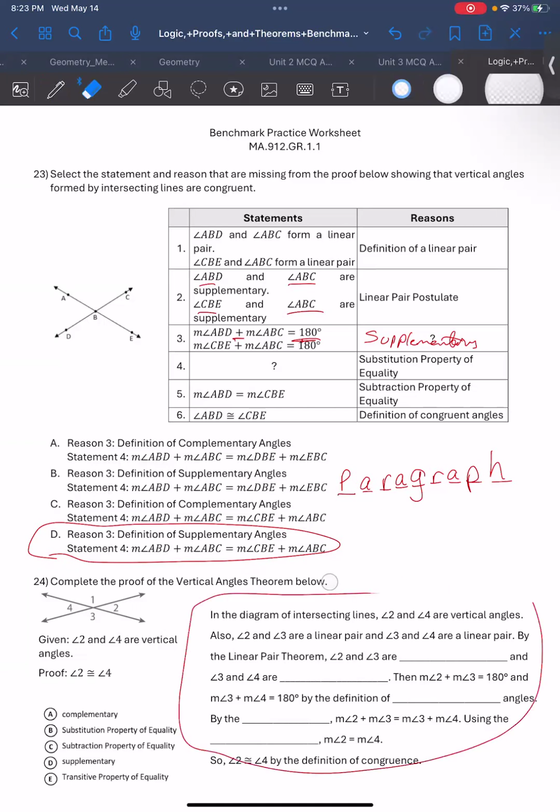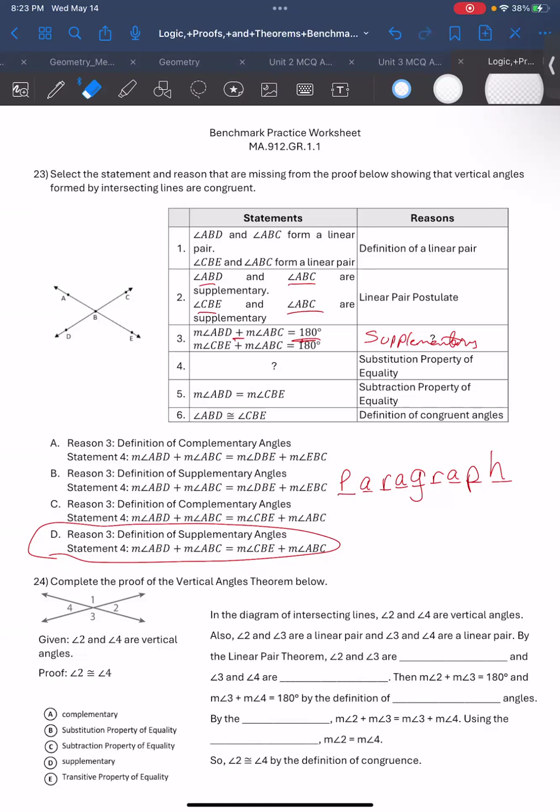I want you guys to know all the types of proofs because I don't want the question to show up on the test and you're like, what am I looking at? I don't want the panic to sink in. This is just another proof. So in the diagram of intersecting lines, angles 2 and 4 are vertical angles. Also, angles 2 and 3 are a linear pair, and angles 3 and 4 are a linear pair. By the linear pair theorem, angles 2 and 3 are what?